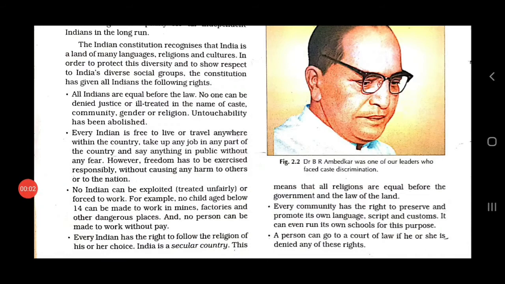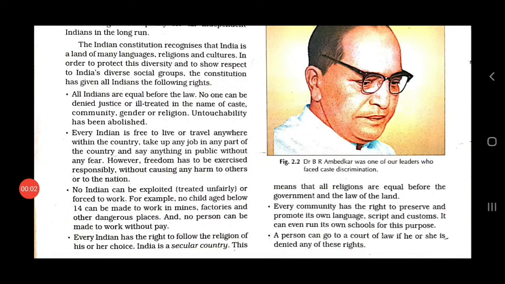Now in the same point, they are giving you an example. For example, no child aged below 14 can be made to work in mines, factories and other dangerous places. So if a child is below 14 years of age, then you cannot force that child to work in mines, factories and places which are dangerous. Understood? And they are also telling that no person can be made to work without pay. If a person is working, then the place where they are working has to pay for the work which he or she has done. Without pay, you cannot keep a person. Understood?